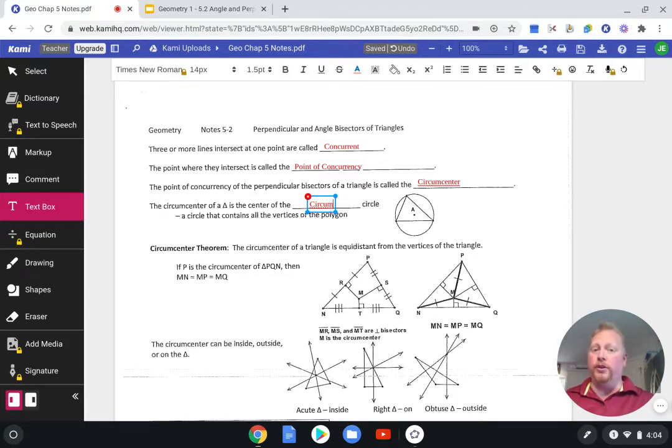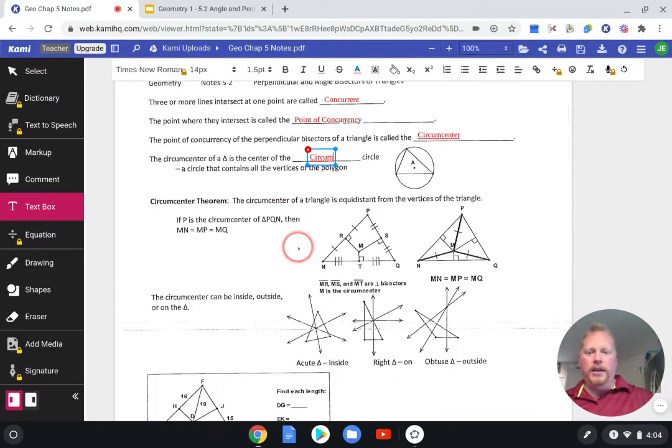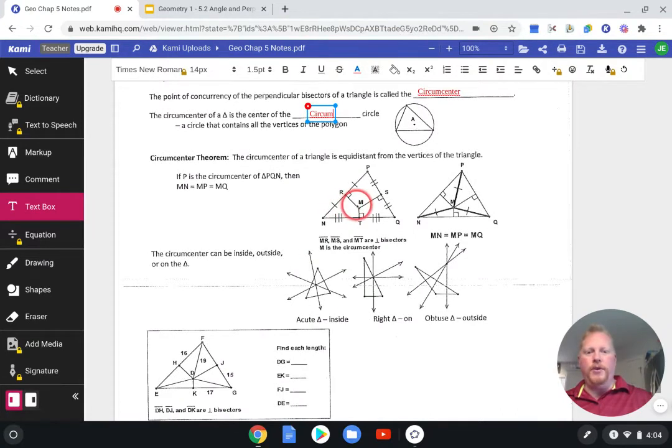So the point where they all meet is called the circumcenter, and then the circle that you make is called the circumcircle. Okay? And if you know anything about Latin and Greek derivatives, the prefix circum means around. So if Magellan circumnavigated the globe, that means he sailed all around the globe. So it's called the circumcenter because that circle goes all the way around the triangle.